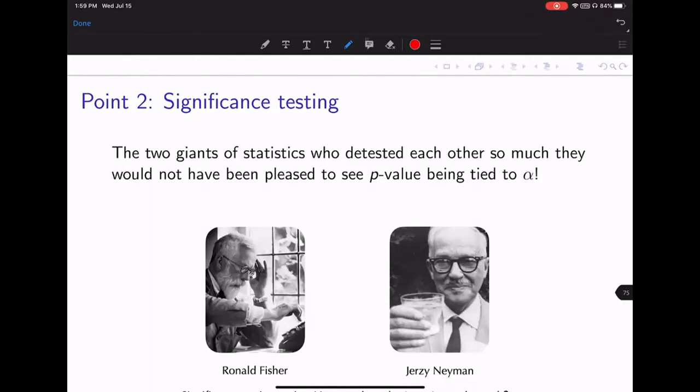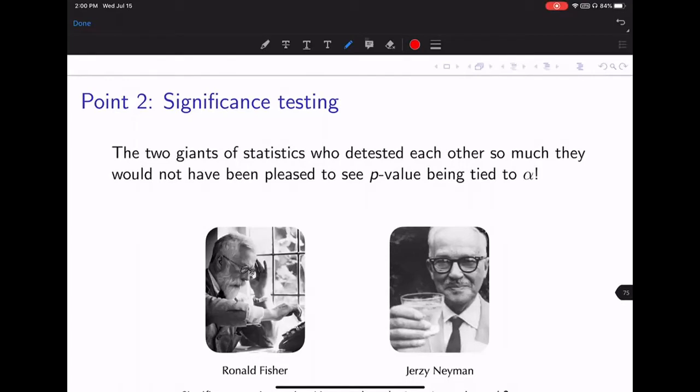They started out from the same angle, right? They worked through the problem and landed on two different kinds of testing. And towards the end of their life, they hated each other. They trashed each other in journals, in conferences.